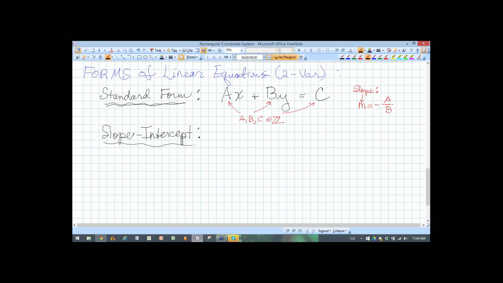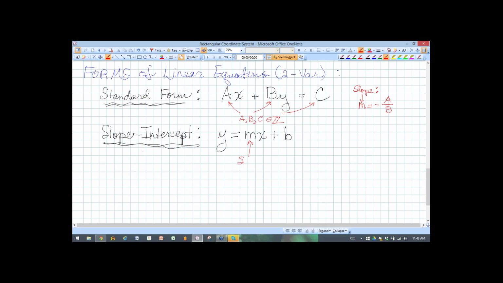Okay, slope-intercept form looks like this. y is equal to mx plus b. There's that m, so slope, all right. And the name comes from what information you can see right there in the equation, okay? As the equation is, you can readily see the slope, okay?